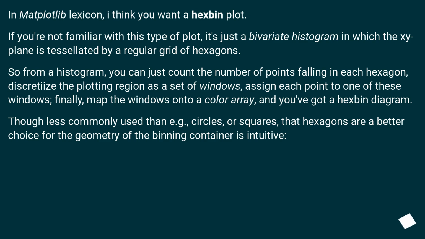So from a histogram, you can just count the number of points falling in each hexagon, discretize the plotting region as a set of windows, assign each point to one of these windows, finally, map the windows onto a color array, and you've got a hexbin diagram. Though less commonly used than, for example, circles or squares, that hexagons are a better choice for the geometry of the binning container is intuitive.